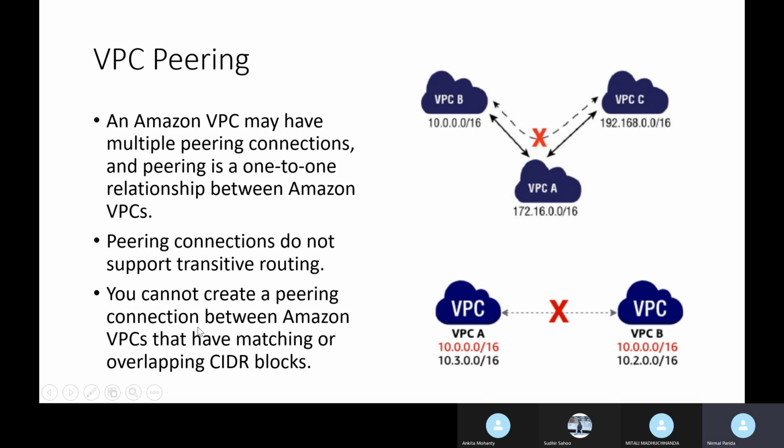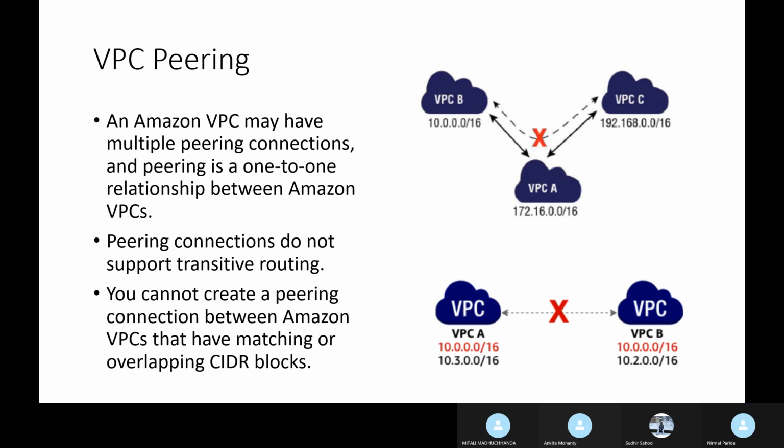You cannot create a peering connection between Amazon VPCs that have matching or overlapping CIDR blocks. If your VPCs have overlapping CIDR blocks, meaning the same IPs, IP conflicts will occur. So you cannot set up a peering connection with any overlapping CIDR blocks. Here, for example, VPC A has the CIDR block 10.0.0.0/16 and the other VPC has the same, so these VPCs cannot communicate. Ensure that your CIDR blocks have different IP addresses so that one system can connect to another system. Otherwise, IP conflict will occur.